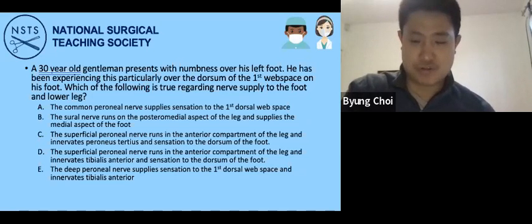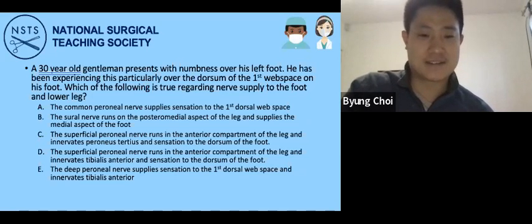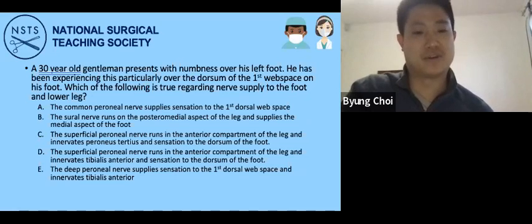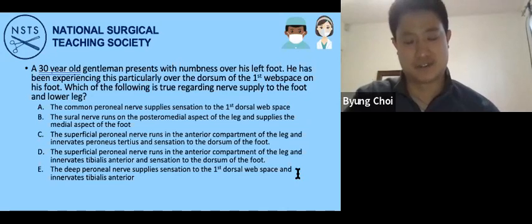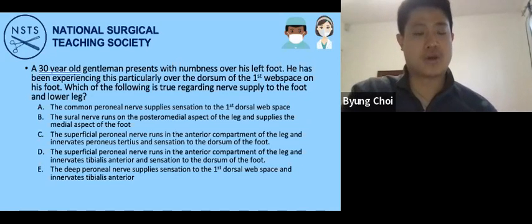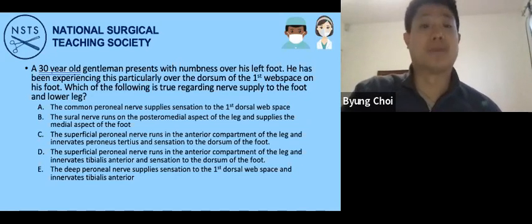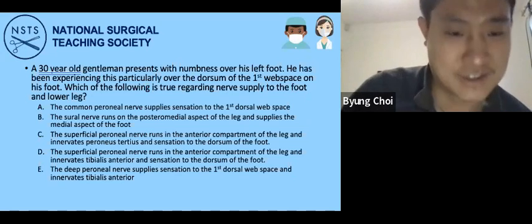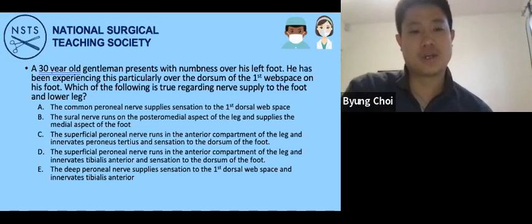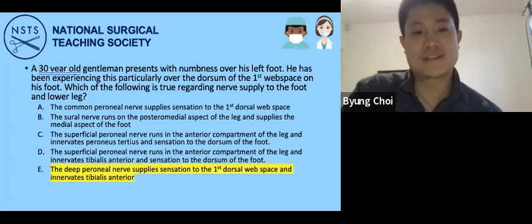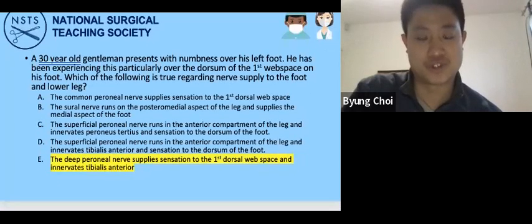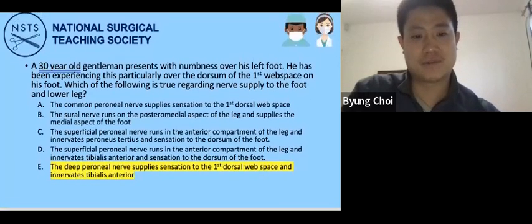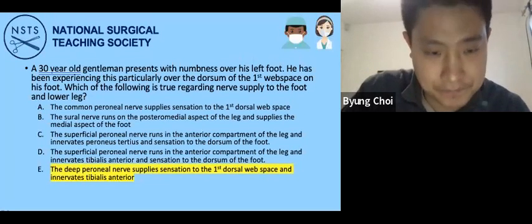So the majority of you voted right. The answer to this question is E. The deep peroneal nerve supplies sensation to the first dorsal web space and innervates tibialis anterior. So just remember which nerves travel in which compartment, and then knowing the difference between the deep and superficial peroneal nerve in terms of their sensory function. So for this question, just working through the options. Working through the options here.